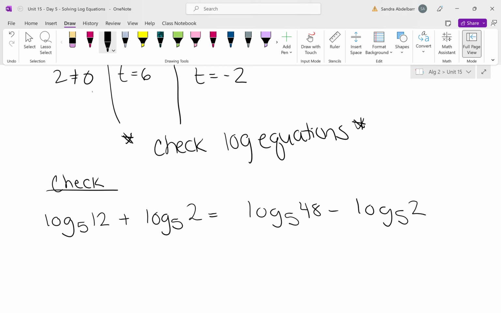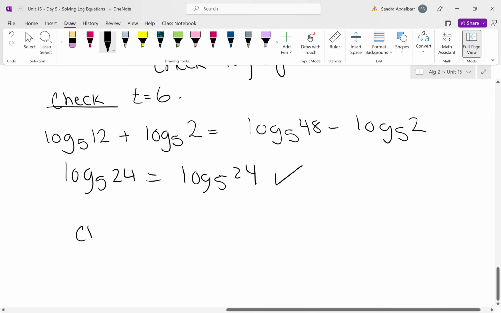All right, so let's check t equals negative 2 first. So where are my variables? What did I do? Oh, I plugged in the 6 first. I plugged in the 6 here. When I plugged in the 6 for t, this ended up working out, right? So we're going to have log base 5 of 24 equals log base 5 of 24. Do we agree? The t works out. Now let's check the negative 2.